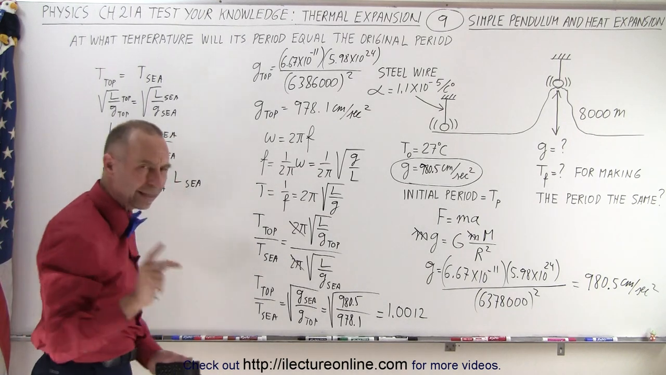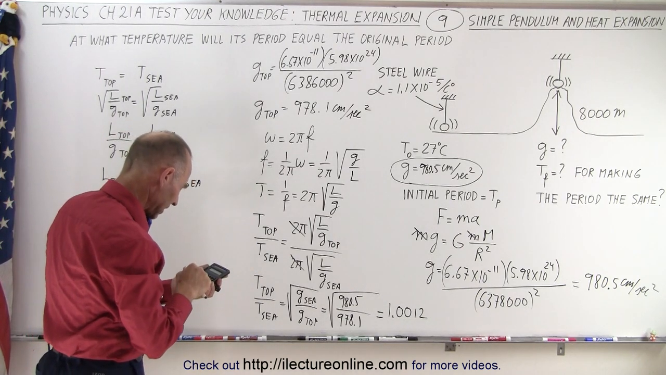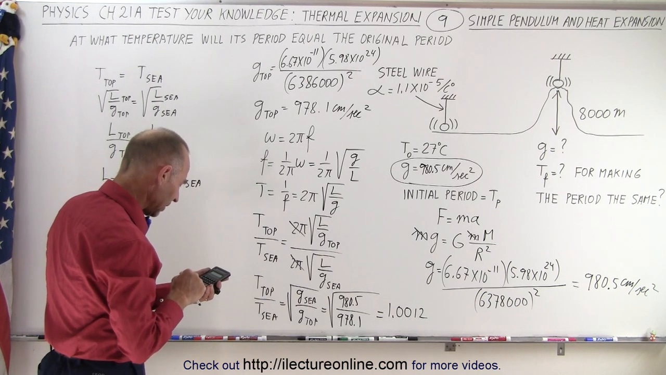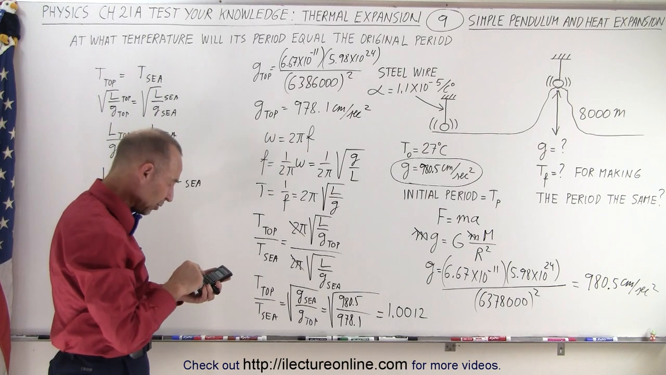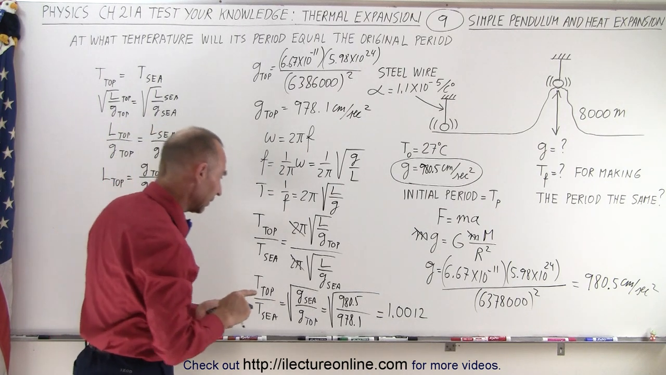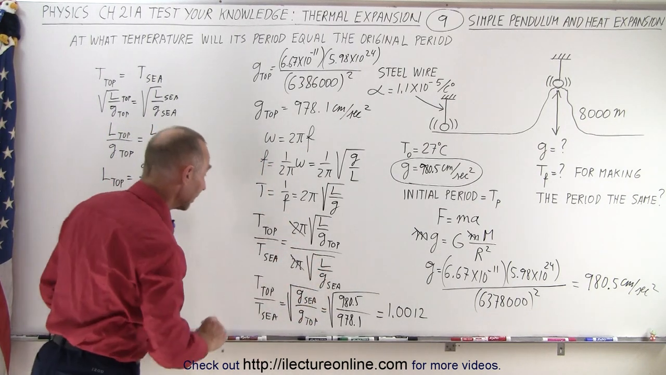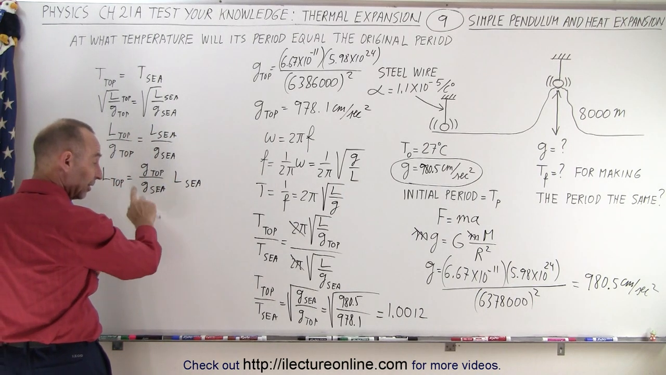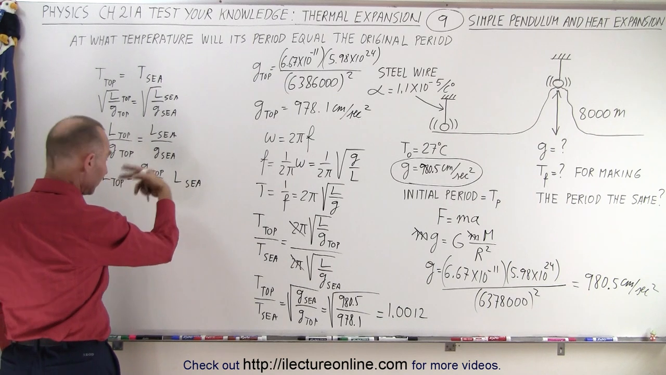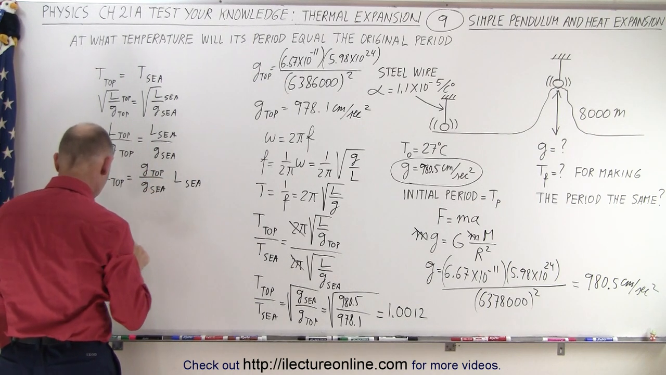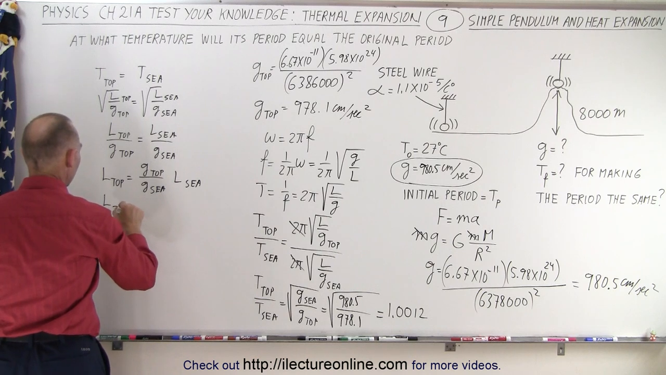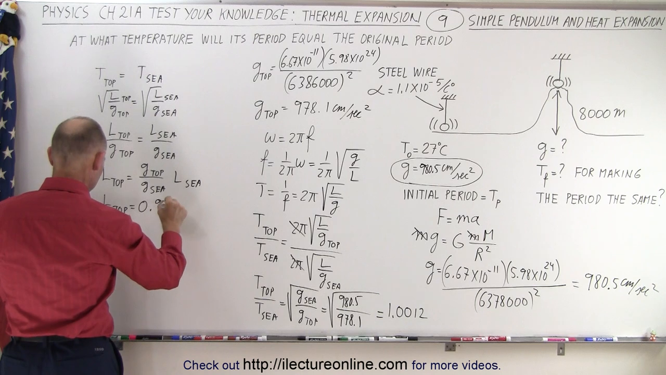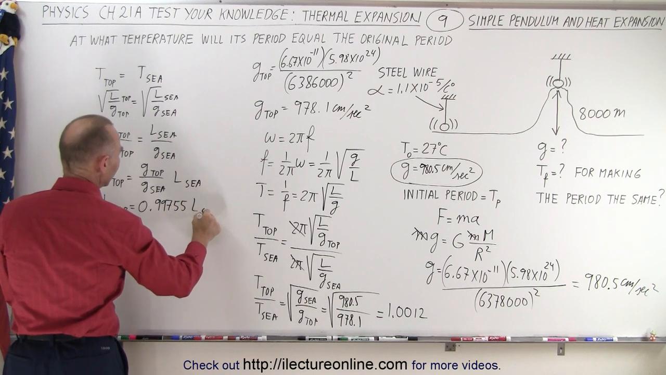Hang on a second. I think I might have made a mistake. Let me try something here. 980.5 divided by 978.1. I need to take the square root of that. I did not take the square root. I did take the square root. So that's correct. All right. So square that. That means that G at the top over G at sea level, if I square that, I take the inverse of that. So I have the length at the top needs to be equal to 0.99755 times the length at sea level.